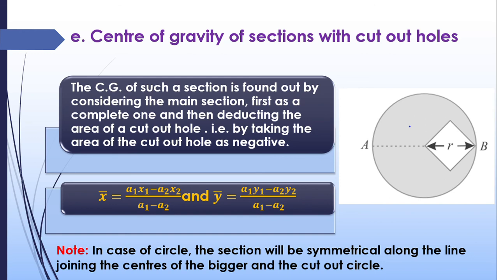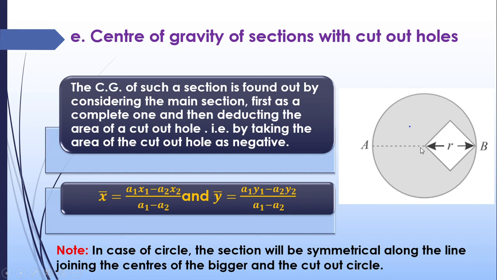And finally, the center of gravity of cutout holes. Cutout holes means there is a plane figure. From that figure, we have cut out some holes. So here you can see that we have cut out a square of diagonal r distance from this circle. So this is known as cutout hole. So considering this cutout hole, this is a figure having a cutout hole.